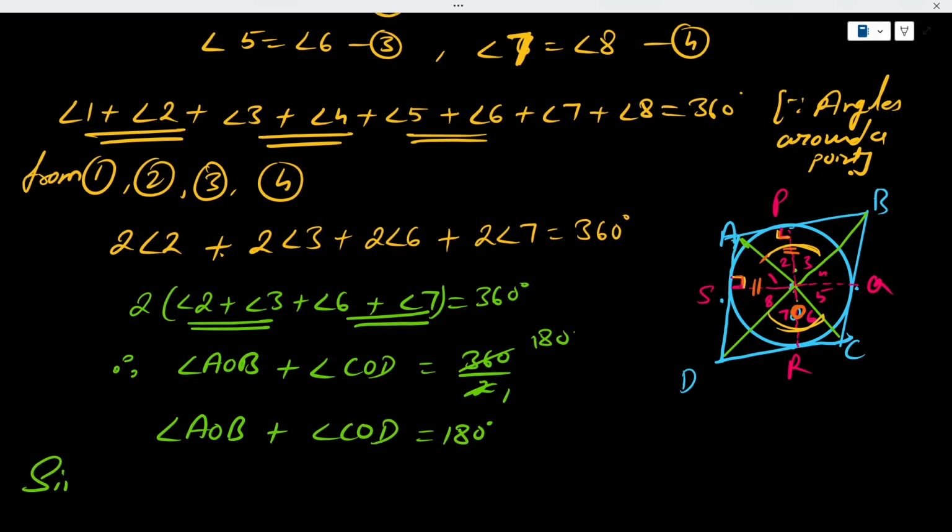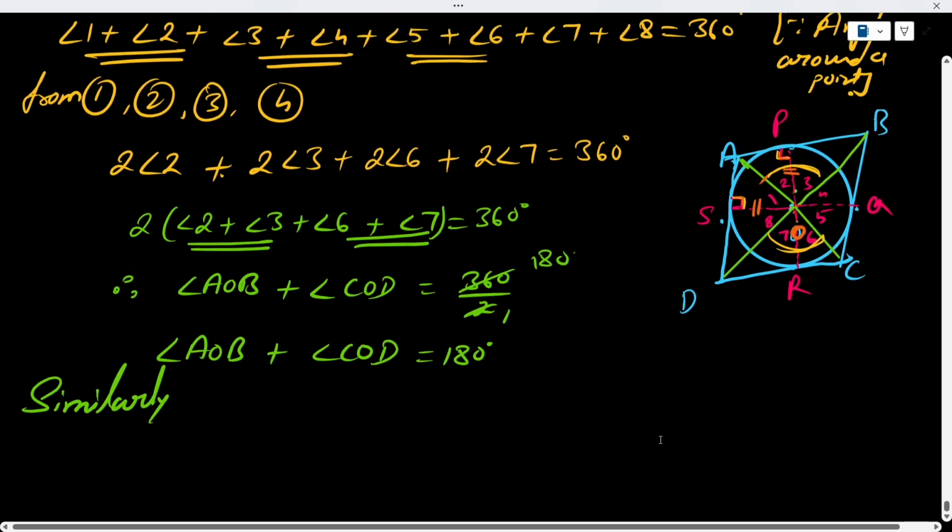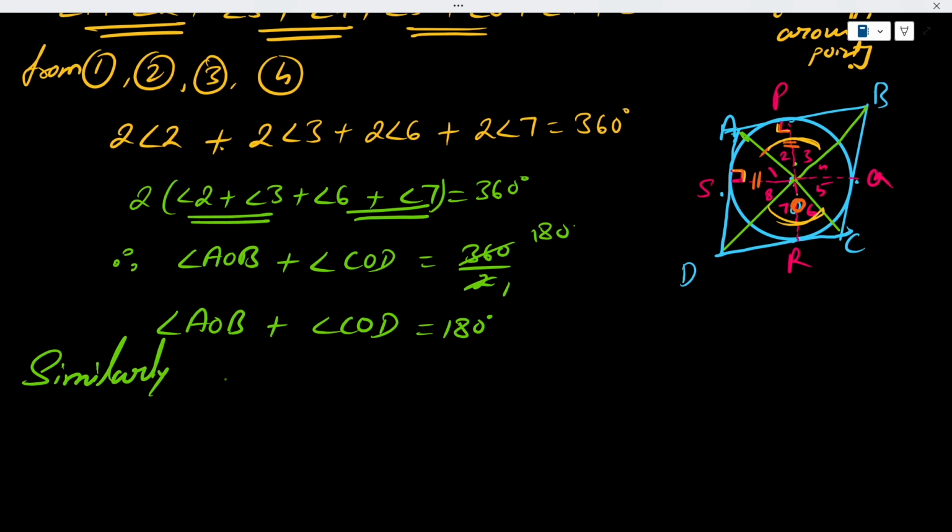Now you can again use the same reasoning here, because there is another pair of opposite angles at the center. What are those angles? Angle AOD plus angle BOC is equal to 180 degrees. So you have proved both the results here, then you can write hence proved.